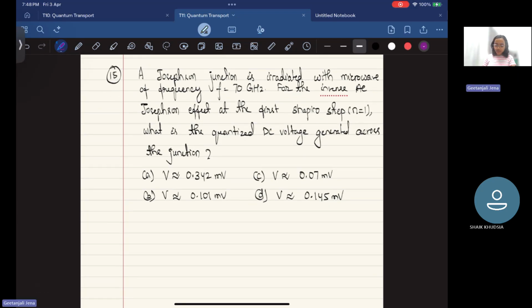Okay, question number 15, it's a numerical one. A Josephson junction is irradiated with microwave frequency of 70 GHz. For the inverse AC Josephson effect at the first Shapiro step, that is n equal to 1, what is the quantized DC voltage generated across the junction?